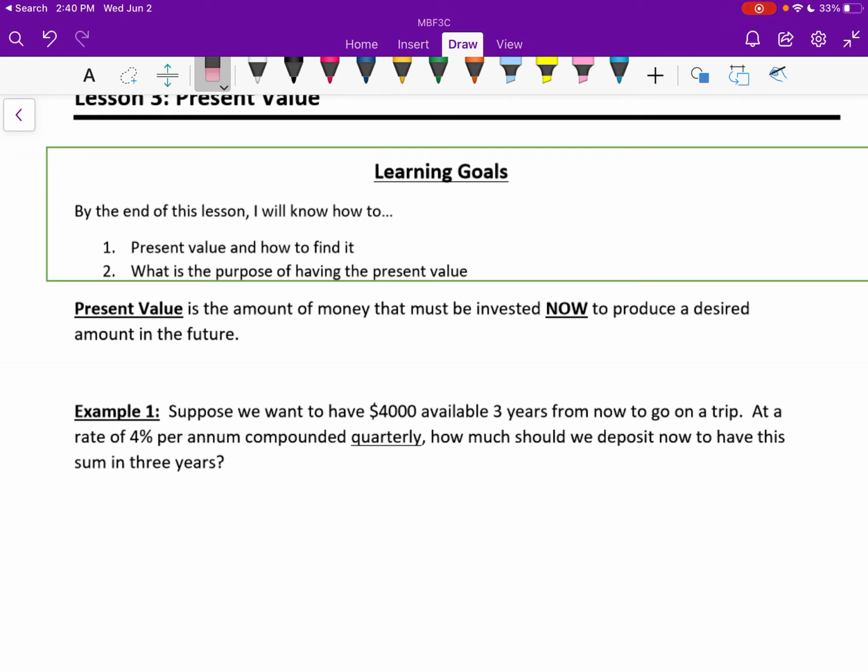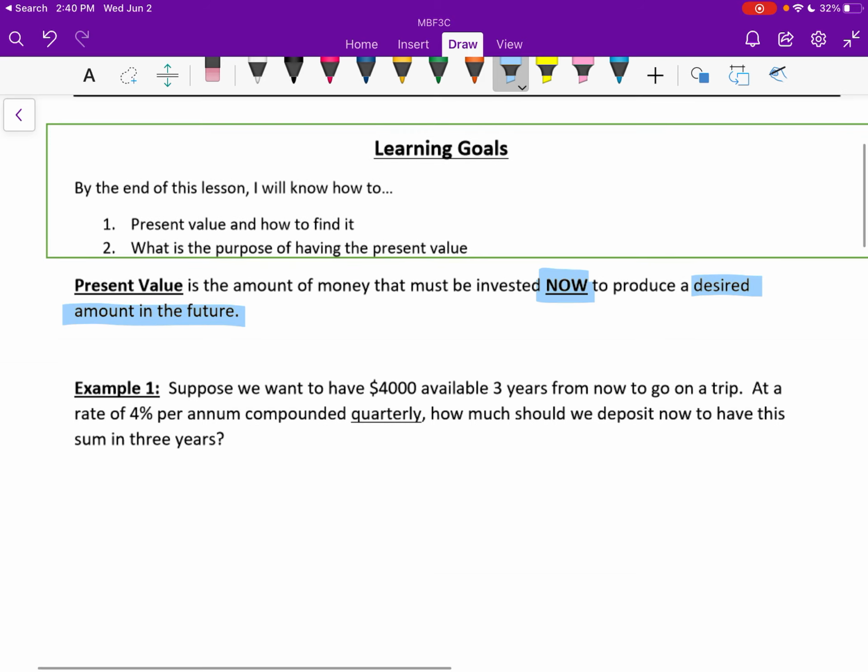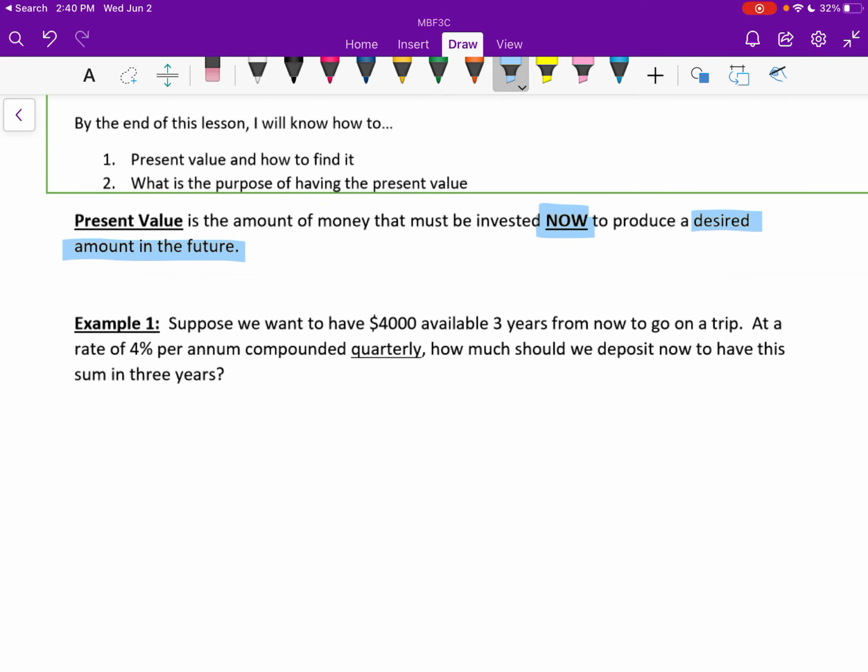So the present value is the amount of money that you need to invest now to produce a desired amount in the future, right? So how much do I need to put into this bank account now if this is how much money I want to have 10 years, 5 years, 6 years down the line? We use present value mostly for if I want to know how much I want to save in the future, if I want to know how much I need to invest into a stock to know how much I want for something else in the future.